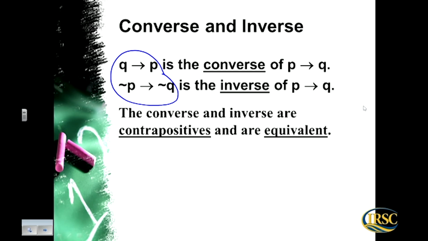Okay, so let me give you a statement here. Let's say that this is your original if-then statement. I want you guys to create the converse, the inverse, and the contrapositive.